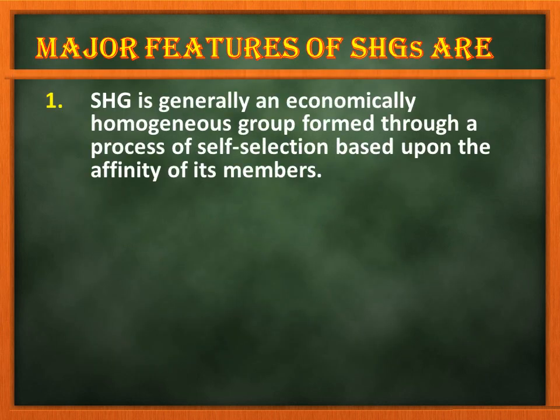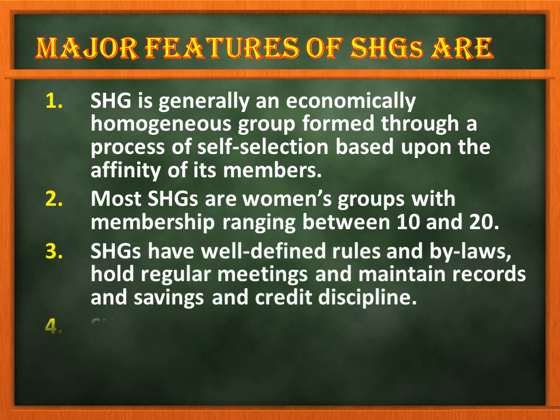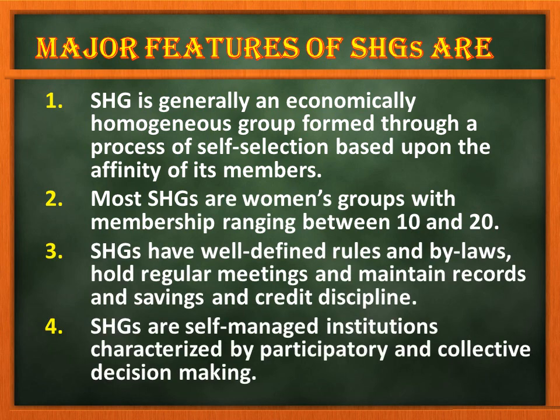Let us see the major features of self-help groups. What are they? A self-help group is generally an economically homogeneous group formed through a process of self-selection based upon the affinity of its members. So it is economically homogeneous, not heterogeneous, a single group formed through a proper process of self-selection based upon the affinity of its members.